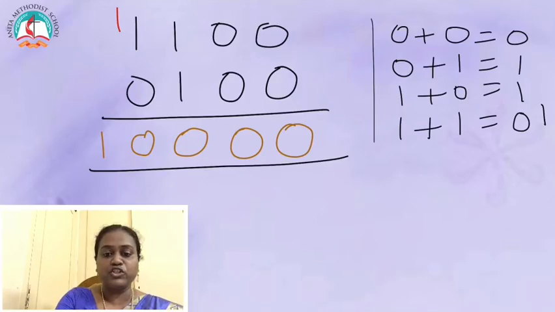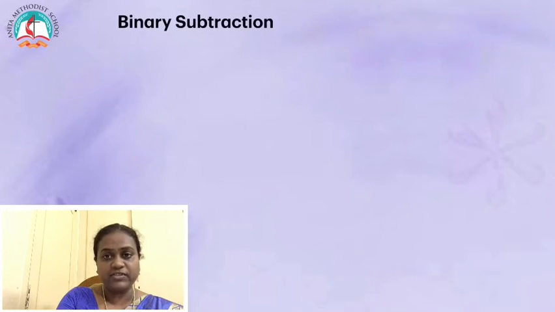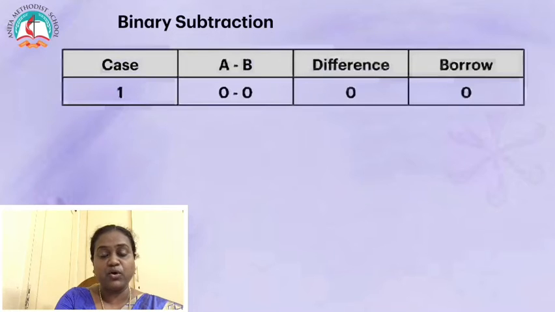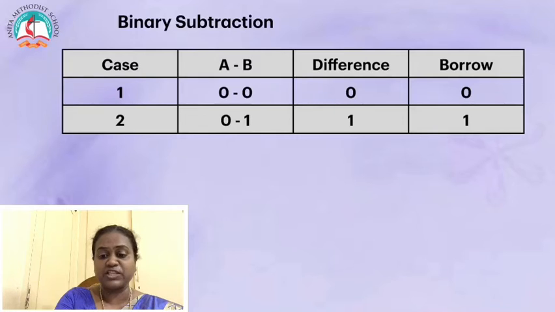Now moving on to binary subtraction. So here we have some rules to be followed, same as binary addition. The first rule is, if I'm going to subtract 0 minus 0, then my difference, the result, will be 0, the borrow 0. Second one, if I'm going to subtract 0 minus 1, then my result will be 1, that is the difference is 1, and borrow 1.